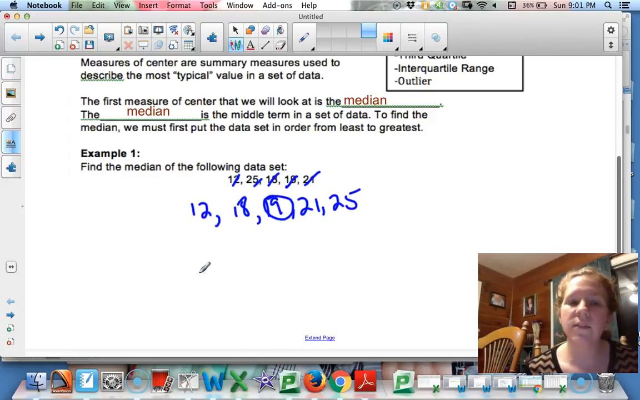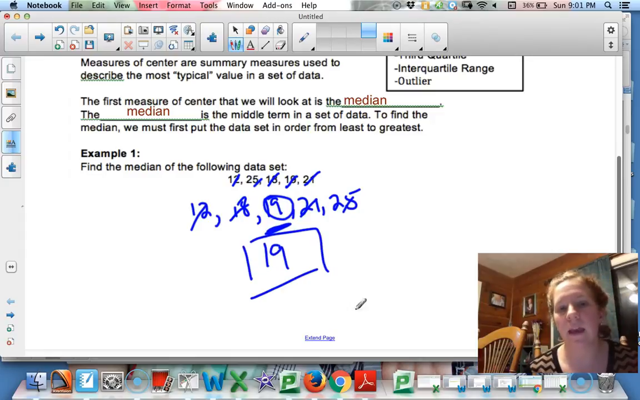Again, lots of different ways of doing this. Some people will say, okay, well, I've got 5 pieces of data, so cut that in half. It's going to be 2.5, so we're going to go 2, and then this is going to be my 1. Other people say I'm going to mark one out here, mark one out here, mark one out here, mark one out here, and you land in the middle. Whatever the case may be, your median for this set of data is 19.